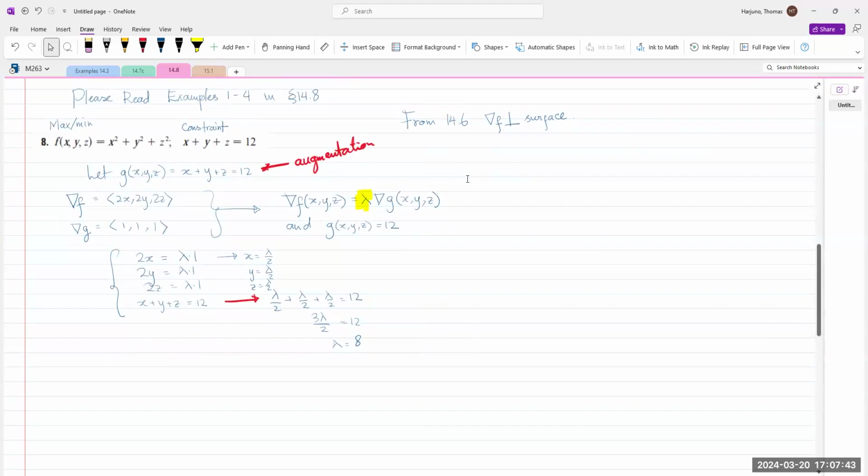Now once lambda equals 8, when I substitute that into x, y, z, I get x equals 4, y equals 4, z equals 4.